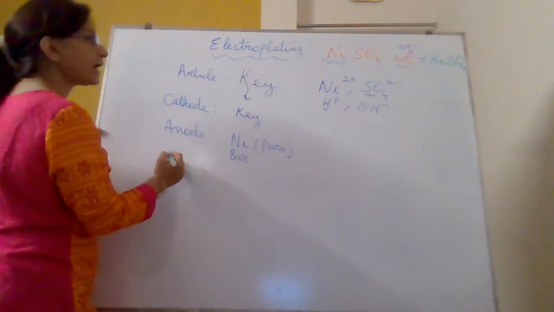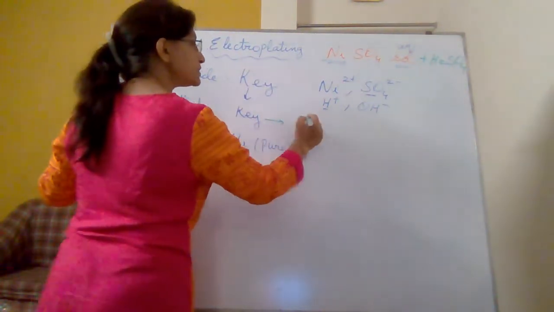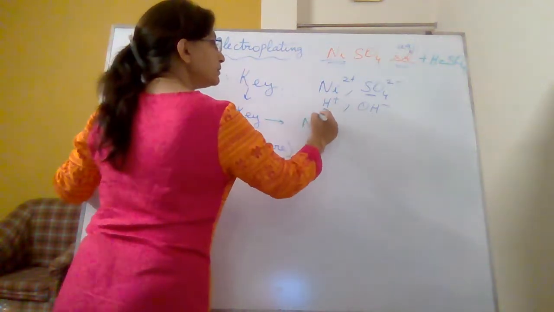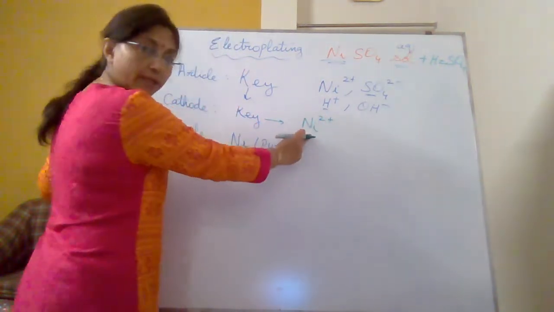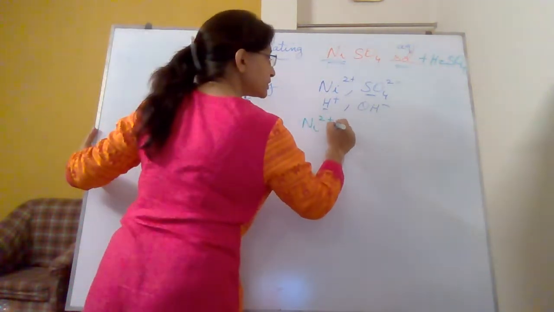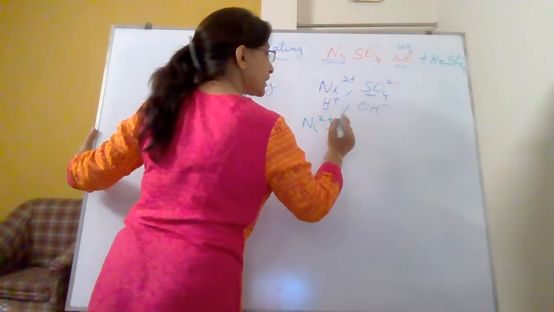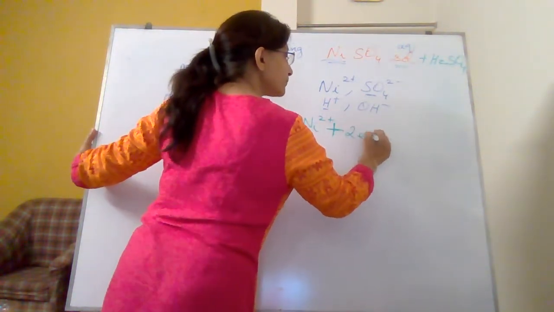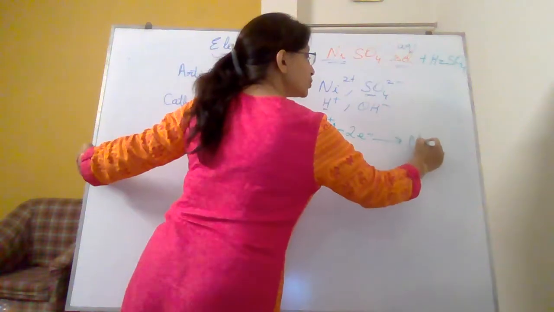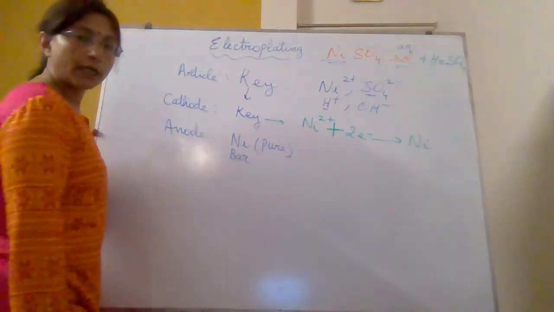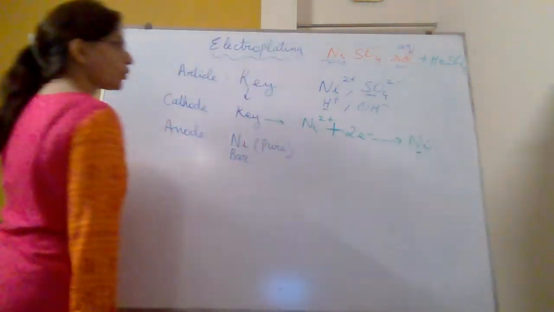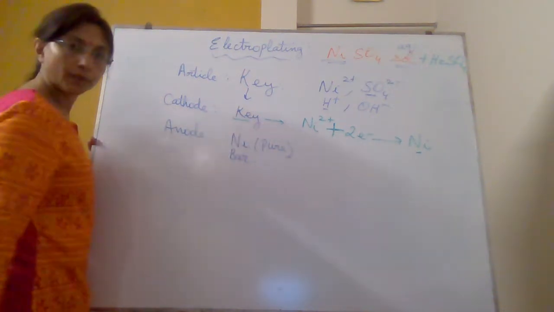So what will we have? The reaction at the cathode is: nickel will migrate, discharge. How will it discharge? By gaining 2 electrons and then producing nickel. And then this nickel will deposit at this key, right?